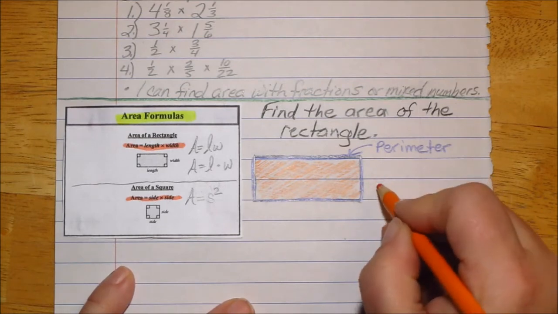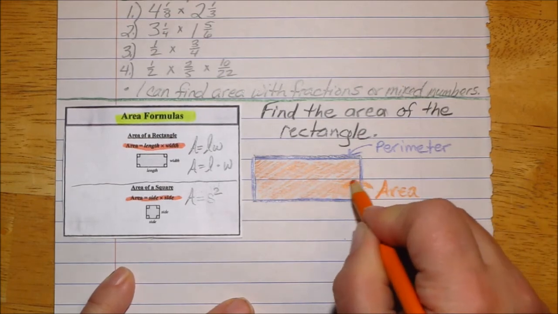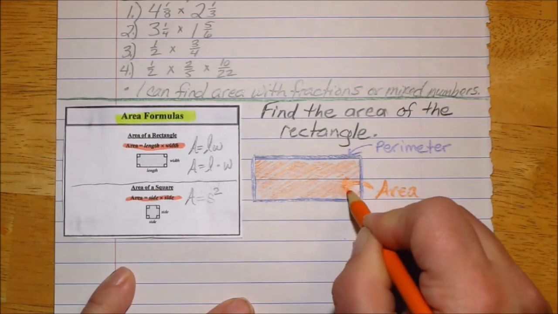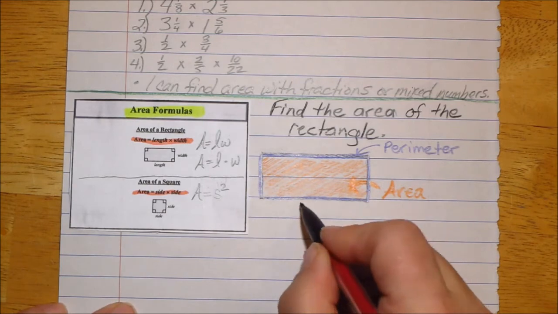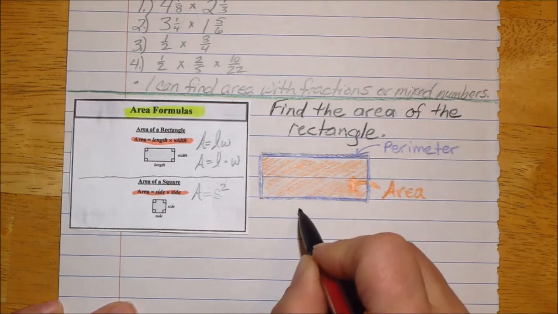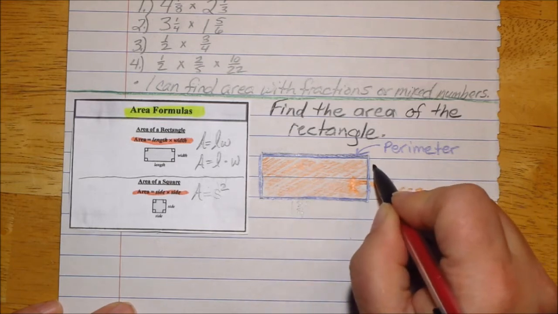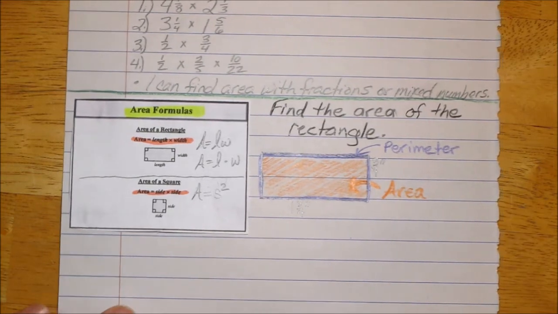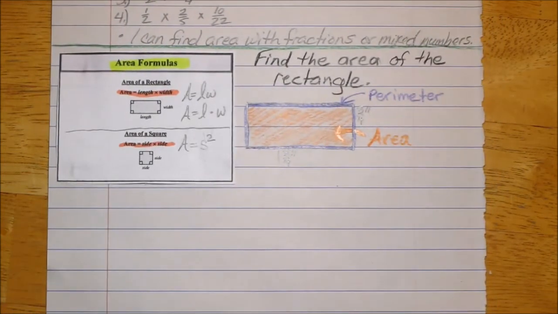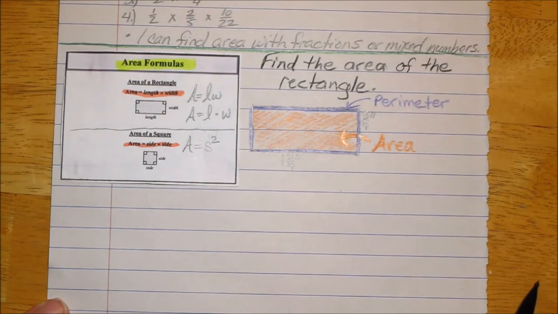So for me, I'm going to write area is this. Okay, that's area. All right, we need some labels on this rectangle so we know what the dimensions are. So the length of this is 1 3/4 inch, and the width of it is 3/4 inch. All right, so now we've got our shape all ready for us to work with. And now we can figure out how we use this formula over here to find the area of this rectangle.